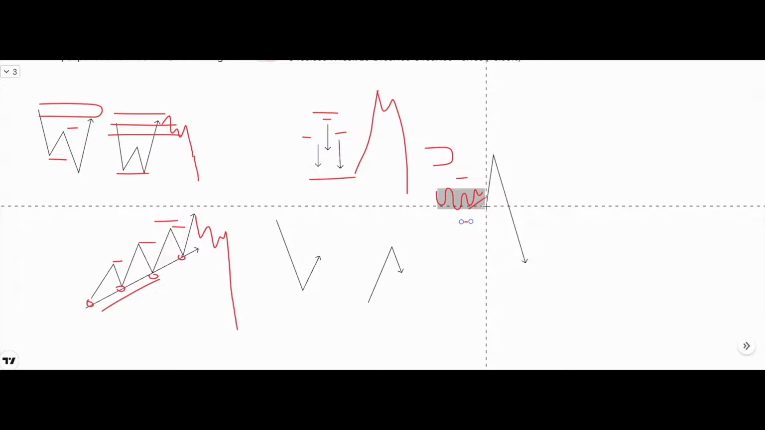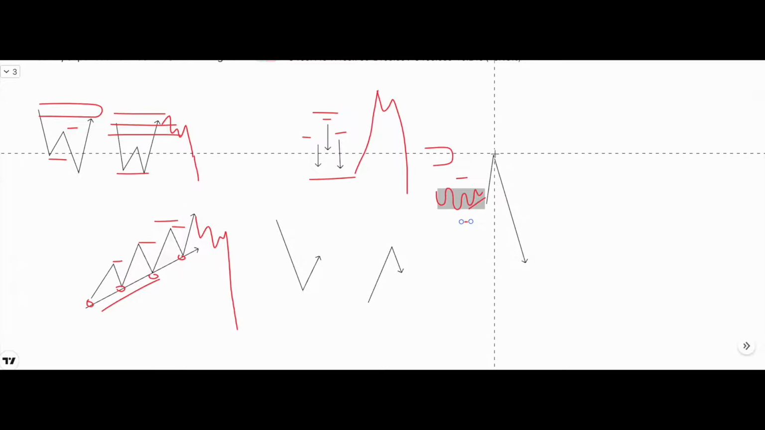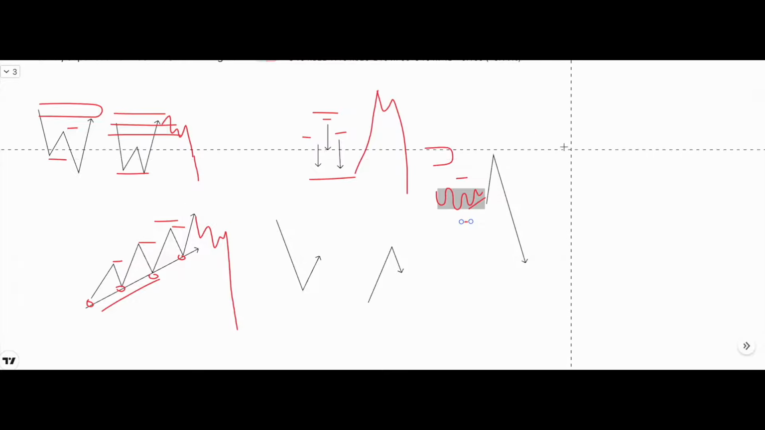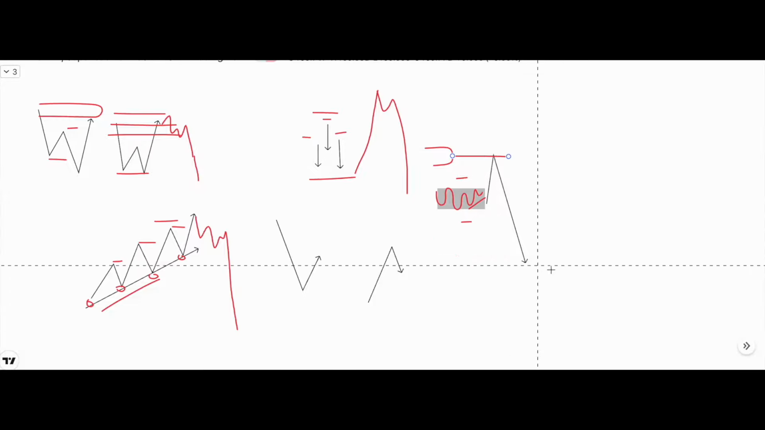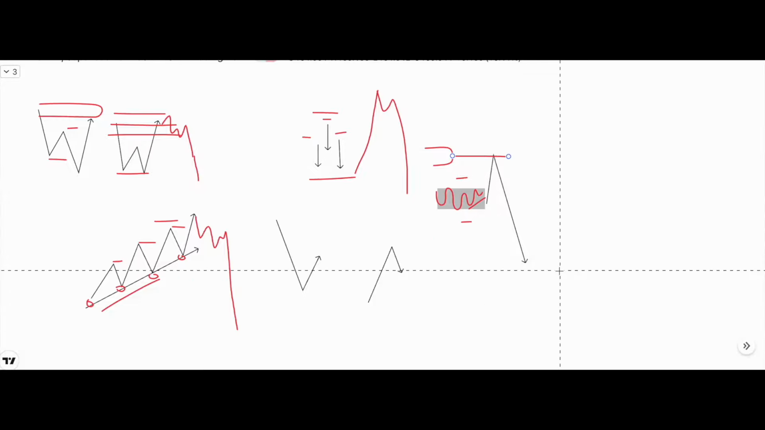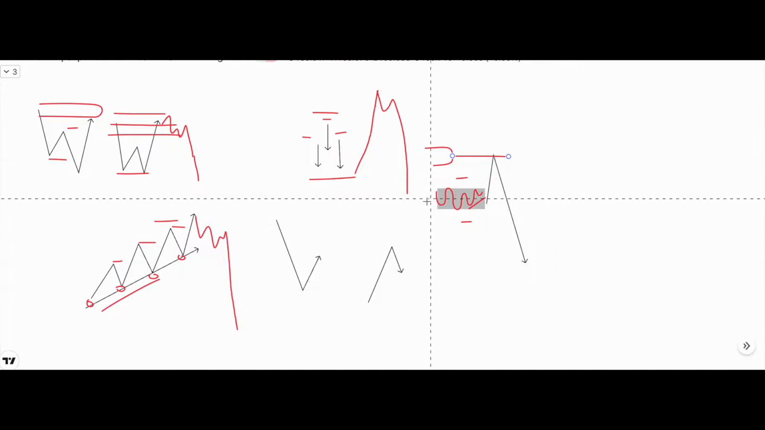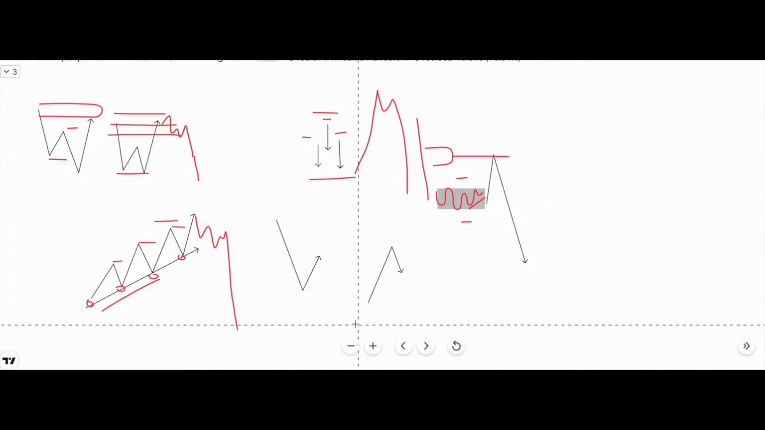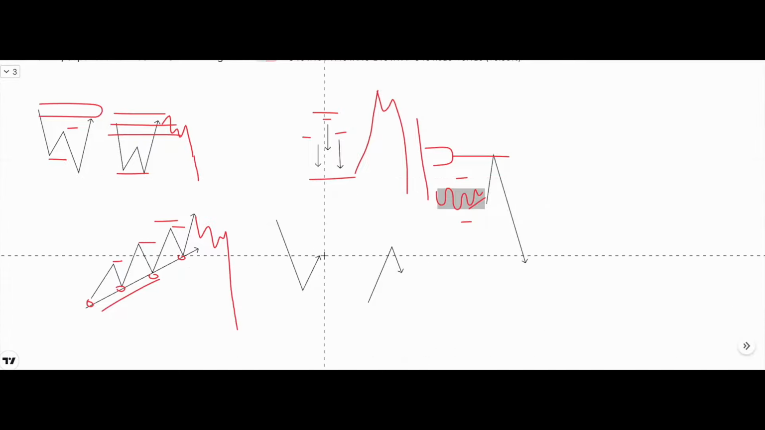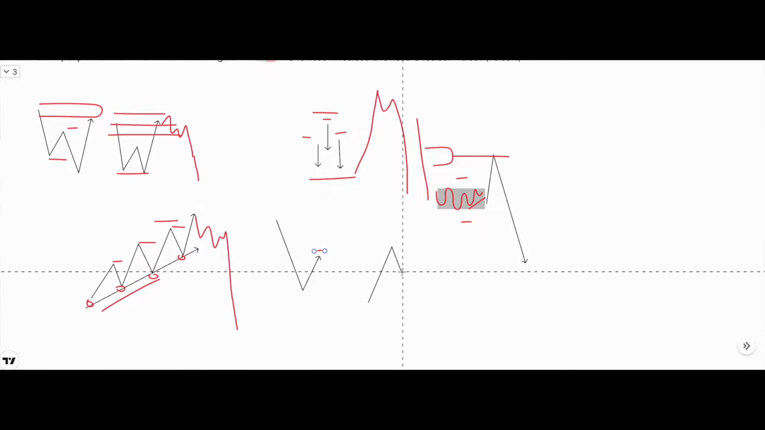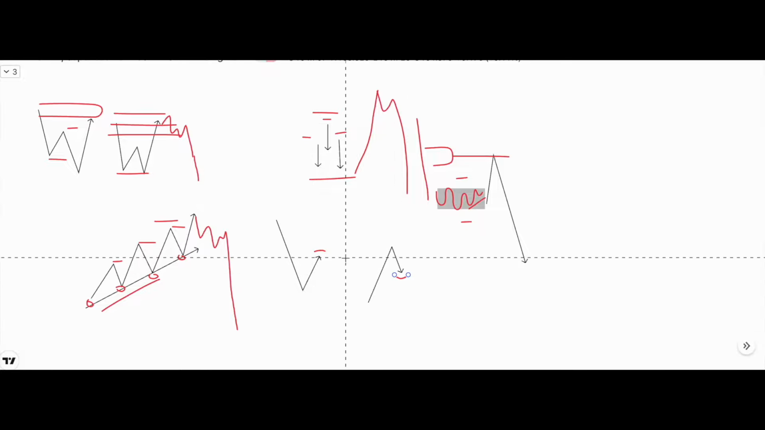The unaware individuals are still trying to figure out why this long didn't happen. But now you're aware. Now you understand why this long didn't happen, and you can take advantage of the short, the actual move down. When it comes to a weak high, understand that that's liquidity. When it comes to a weak low, understand that it's liquidity.